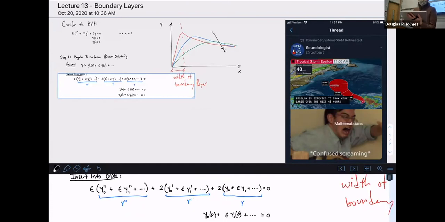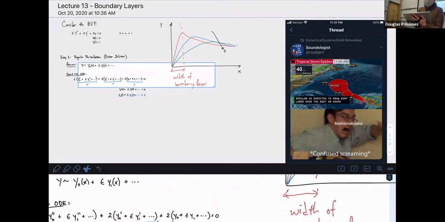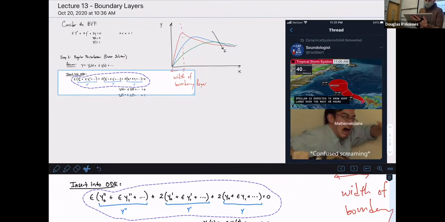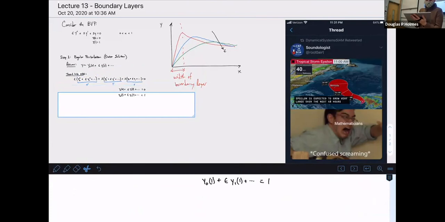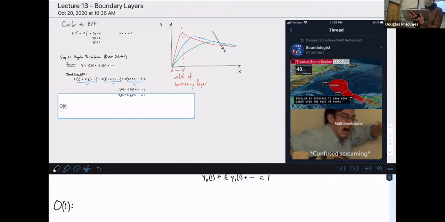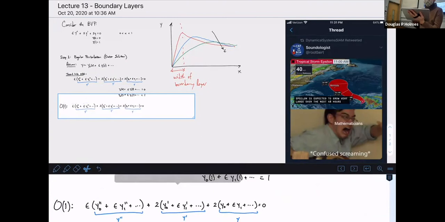Okay, I'm going to copy this. Let's see here. And so at order one, we just do what we always do. This is repetitive, but it'll get interesting in just a moment. So order one, what we're doing is we want to retain all terms in which we take epsilon to zero. So at order one, this entire term goes away.